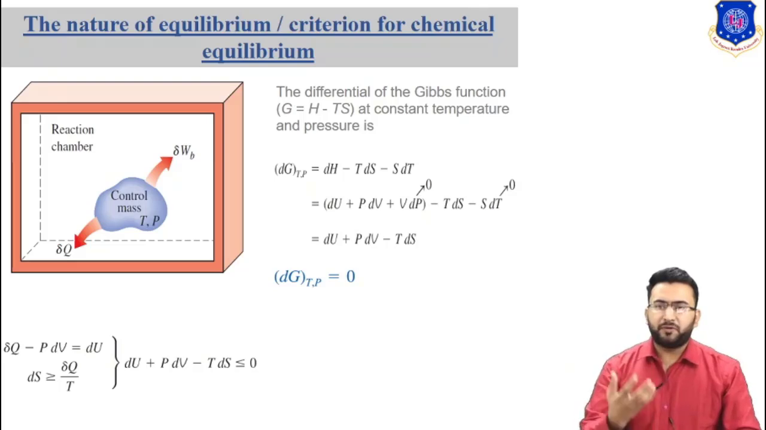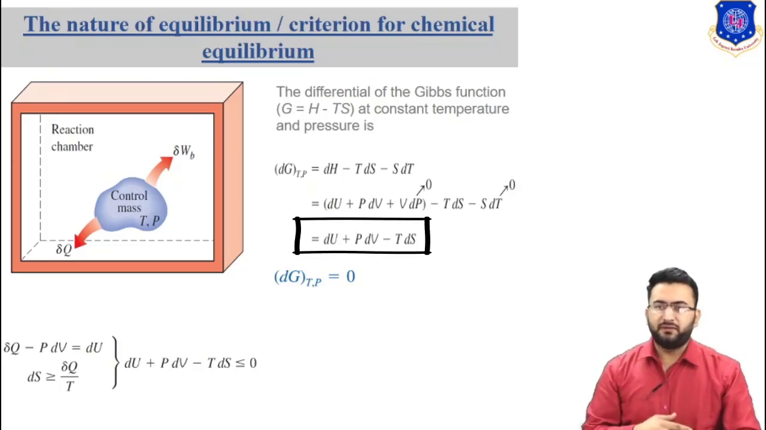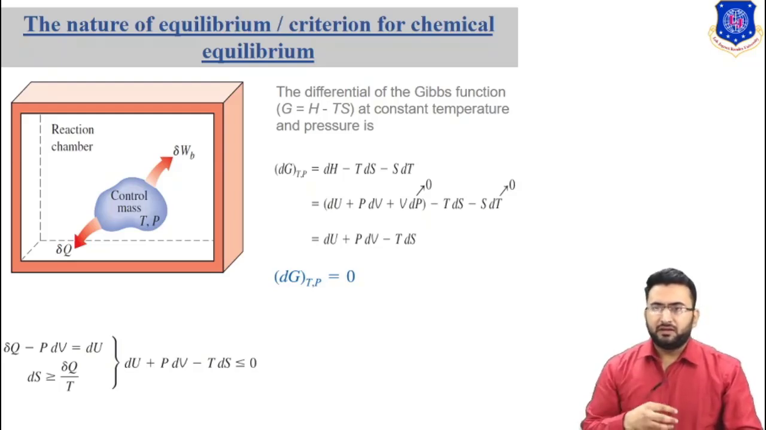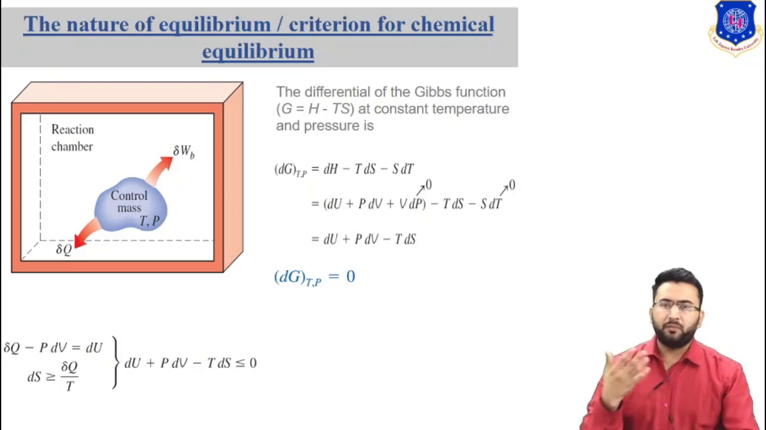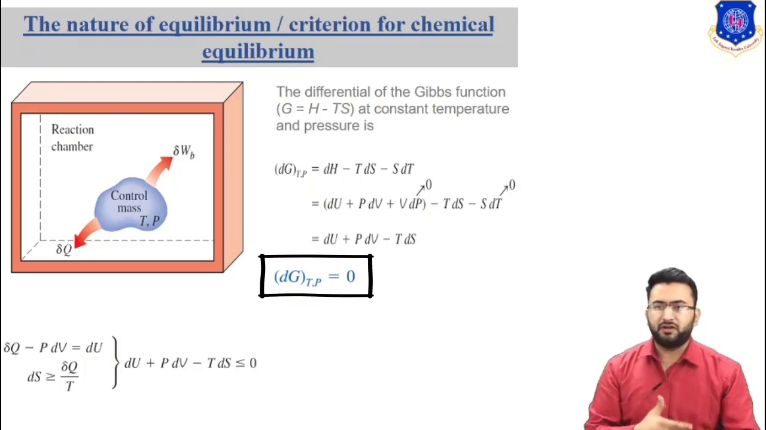The Gibbs function is given by G = H − TS. Differentiating, it becomes dG = dH − TdS − SdT. Now, if we replace the value of dH, we get dU + PdV + VdP − TdS − SdT. The VdP and SdT terms cancel due to constant pressure and constant temperature, so the equation becomes dG = dU + PdV − TdS. Therefore, a chemical reaction at a specific temperature and pressure proceeds in the direction of decreasing Gibbs function. The reaction stops and chemical equilibrium is established when the Gibbs function attains its minimum value. Therefore, the criterion for chemical equilibrium can be expressed as dG at constant temperature and pressure equal to 0.